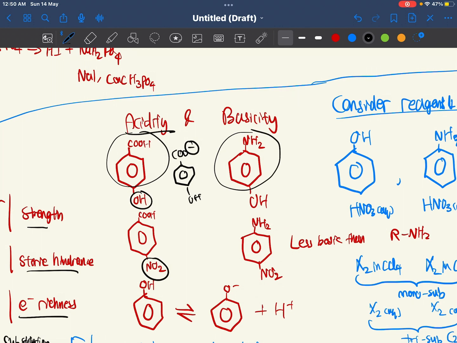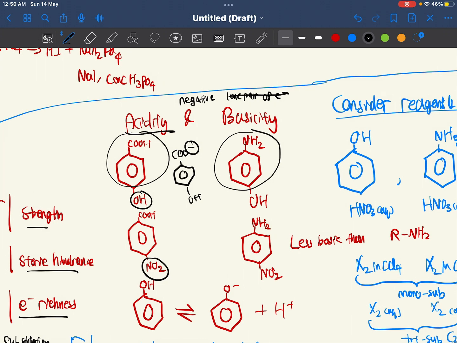Knowing that this is a benzene ring, of course the negative charge will be delocalized into the benzene ring. Now we use the phrase negative charge delocalizes into the benzene ring, and not the lone pair of electrons. This is a common phrasing error, so just avoid that.